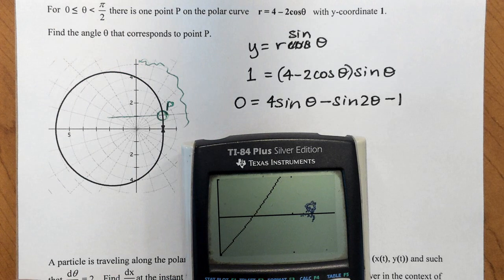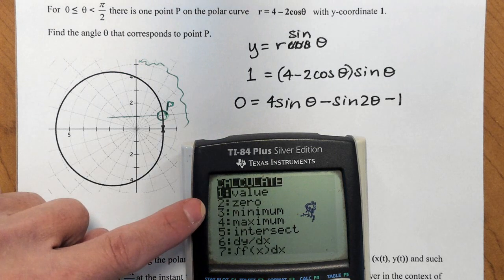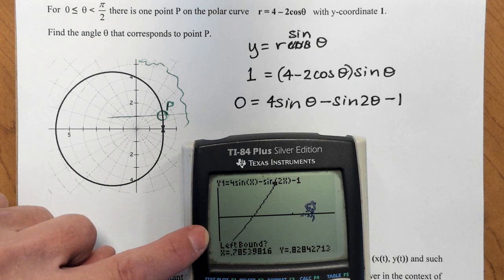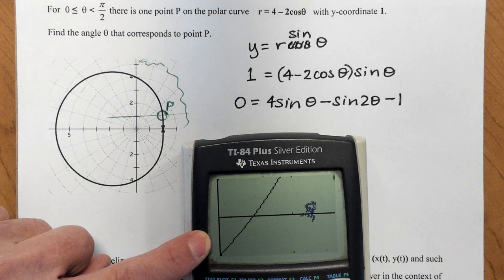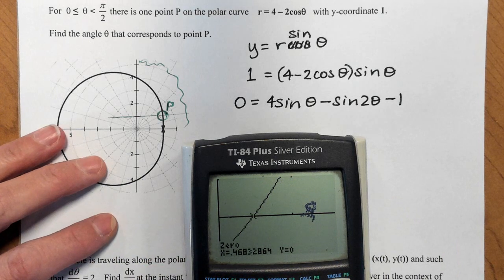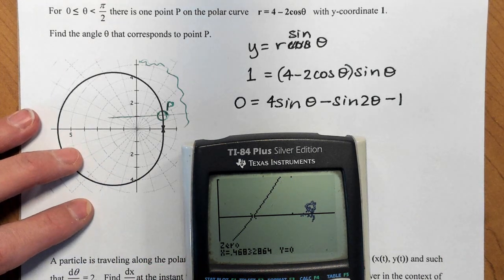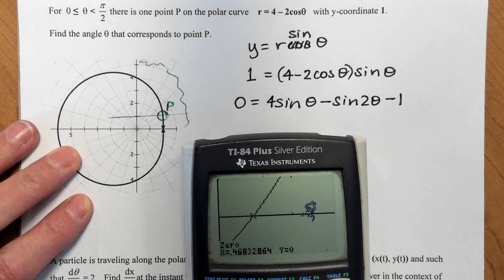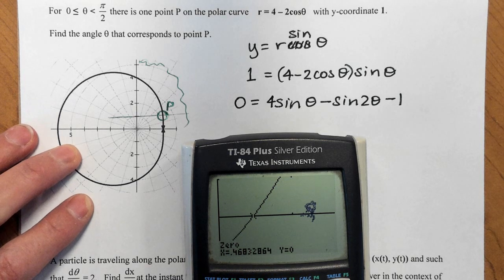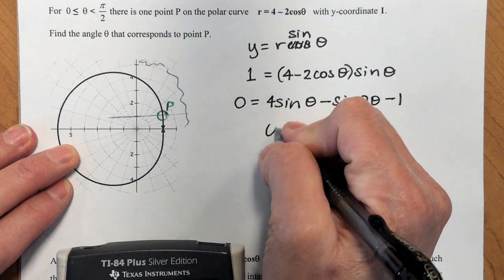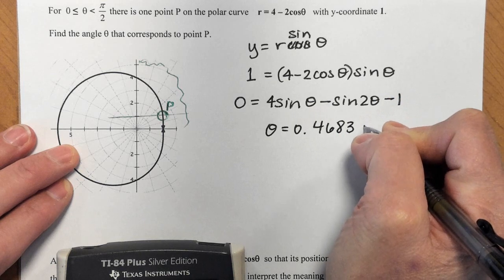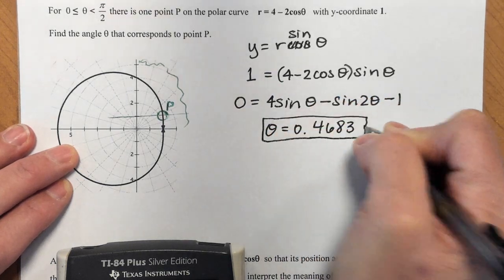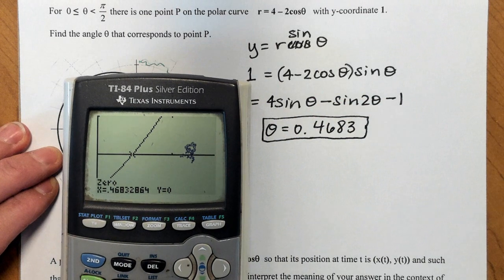I'm going to use second calculate, number 2, zero, and my left bound is 0, and I'll put my right bound as 1. And there it is. The angle where y is 1 on that polar curve is 0.4683 radians. So theta is 0.4683 radians. Okay? You could also use the equation solver, whatever method you prefer there.